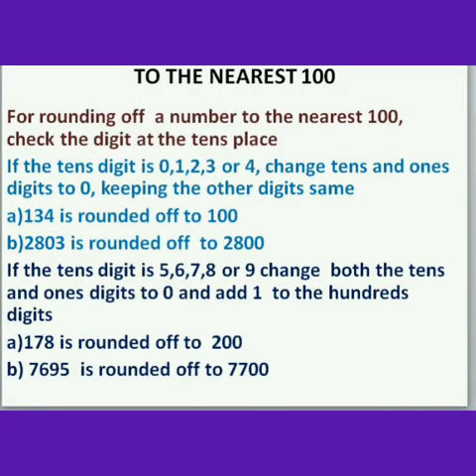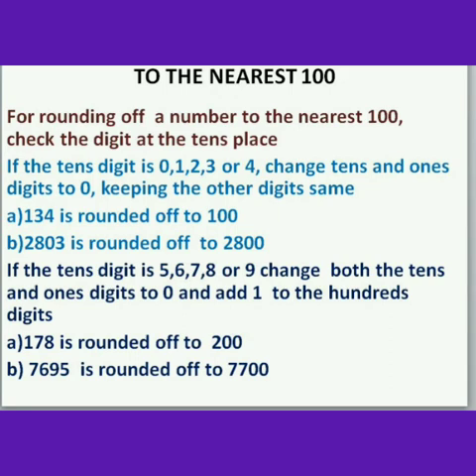Next, rounding off the numbers to the nearest hundred. Here also some rules to be followed. For rounding off a number to the nearest hundred, check the digit at the tens place. There we were checking the digit at the ones place in the rounding of the numbers to nearest 10. Here we are checking the digit at the tens place. If the tens digit is 0, 1, 2, 3 or 4, change tens and ones digits to 0 and keep the other digits the same. So the 134 is rounded off to 100 and 2803 is rounded off to 2800.